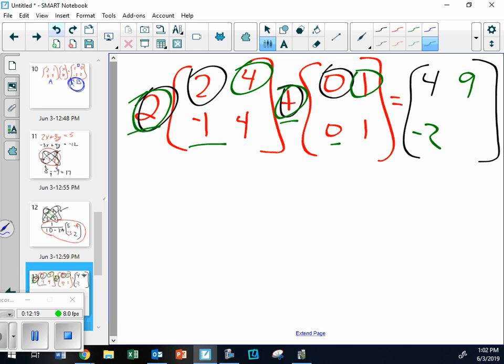And last but not least, I'll use blue. 2 times 4 makes 8 plus 1 makes another 9. 4, 9, -2, 9. Raise your hand if you had that one right. Okay, awesome. That's the easy kind.